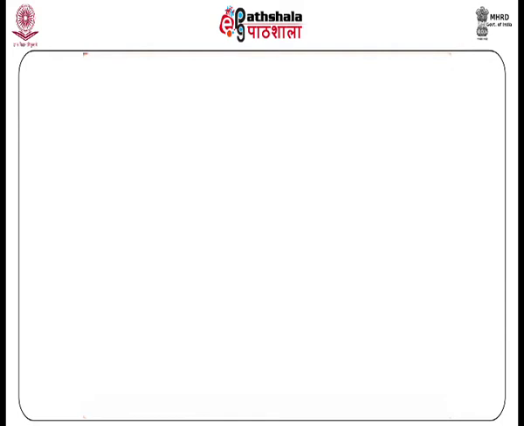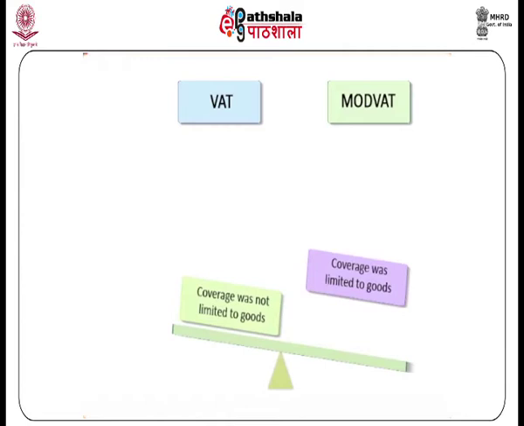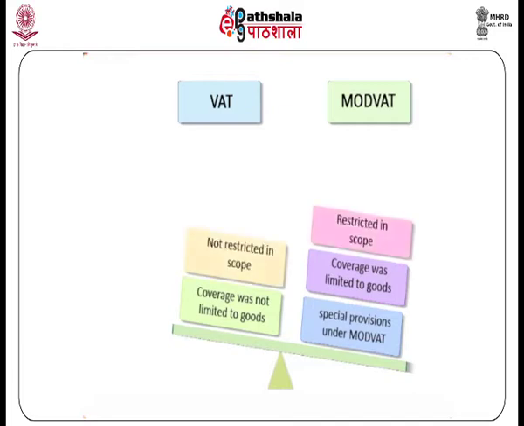Now let us discuss the difference between MODVAT and VAT. The coverage was limited to goods which were generating approximately half of the revenue. There were some special provisions under MODVAT, namely notional credit and deemed credit. The MODVAT was restricted in scope. MODVAT credit could be availed provided 1. The inputs and the final products both were covered under MODVAT scheme, and 2. The final products were not exempted from excise duty. Thus, the MODVAT was only a step closer to VAT.